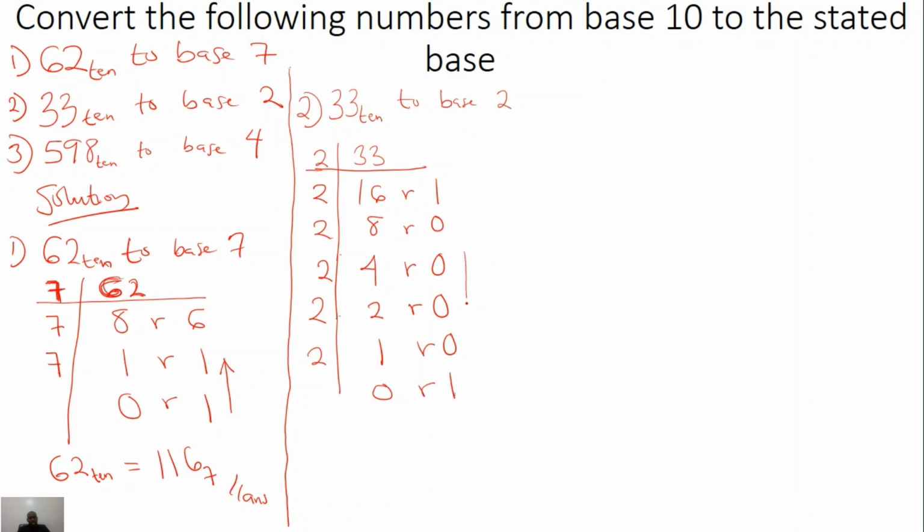Okay, then we take this series from below upward. And that will give us 1, 0, 0, 0, 0, 1 base 2, which is equal to 33 base 10.